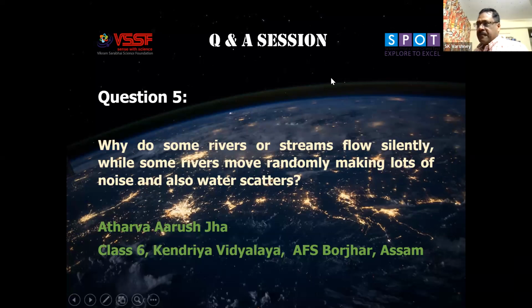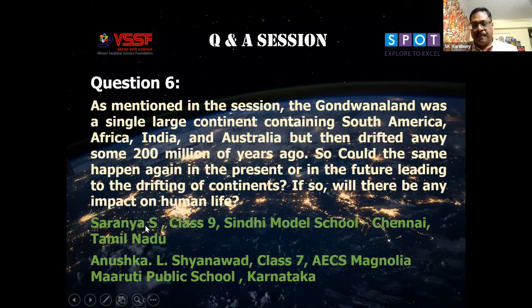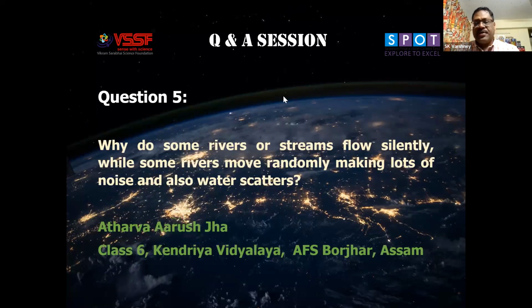My question is, why do some rivers or streams flow silently while some rivers move randomly, making lots of noise and also scattering water? Well, very, very interesting question.